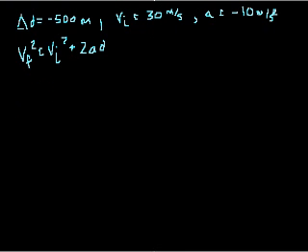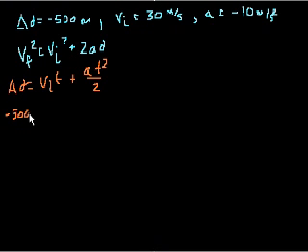We derived, and I'll write in a different color, that the change in distance is equal to the initial velocity times time plus acceleration times time squared over 2. That's initial velocity. So the change in distance is minus 500. Minus 500 is equal to the initial velocity. Well, that's positive, going upwards, 30 meters per second.